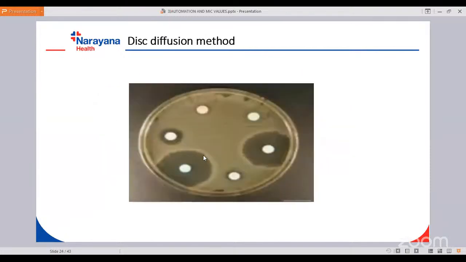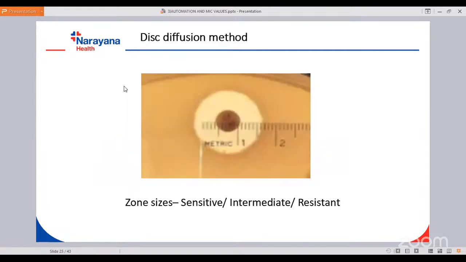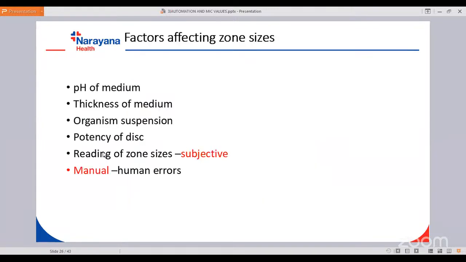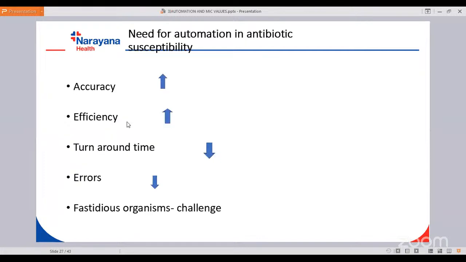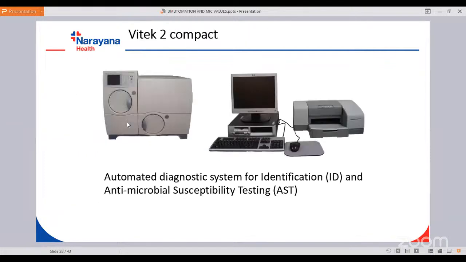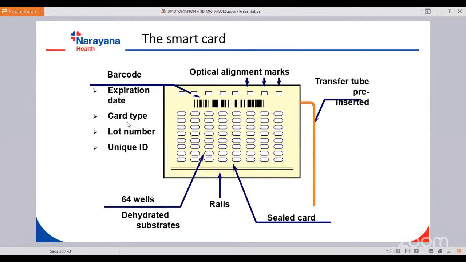We understand zone diameters and the disk diffusion method have got the inherent problem of being subjective and manual. The entire process is manual. So it is greatly dependent on how thick the medium was, the pH, how good the disk was. So to circumvent all of this, automation came into microbiology. I'll talk very quickly about how automation works.